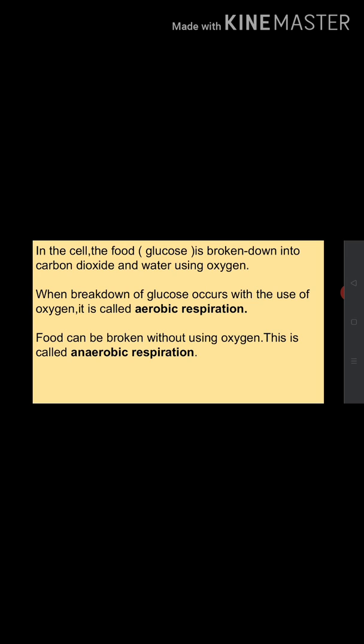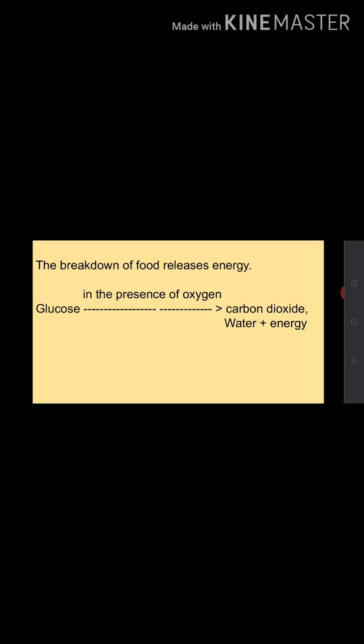When the breakdown of food occurs with the use of oxygen, that is called aerobic respiration. If the breakdown of food occurs without using oxygen, we term it anaerobic respiration. The breakdown of food releases energy. When glucose reacts with oxygen, in the presence of oxygen, glucose is reduced to carbon dioxide, water and energy.